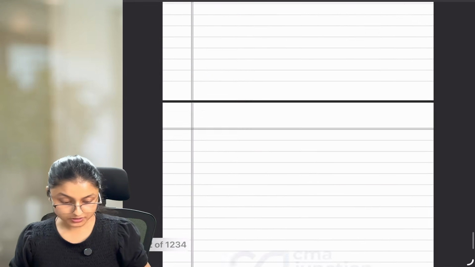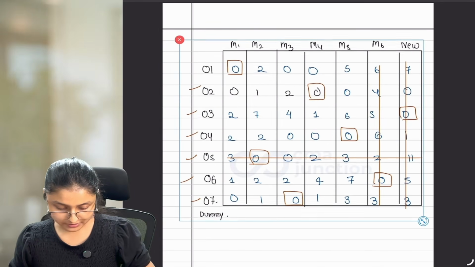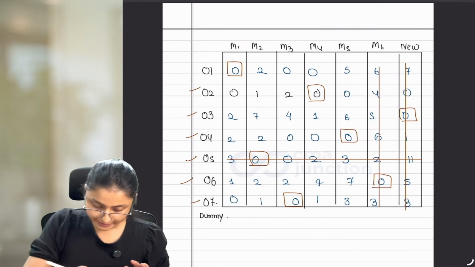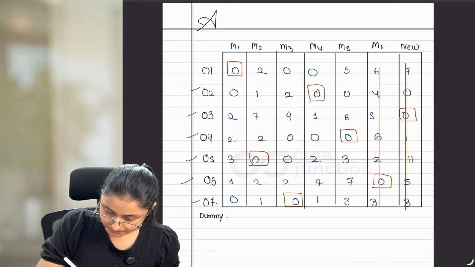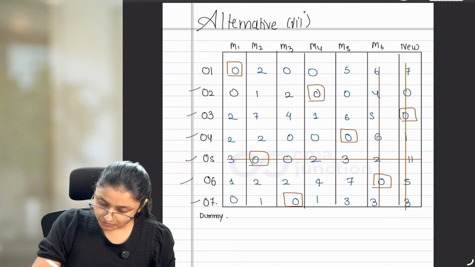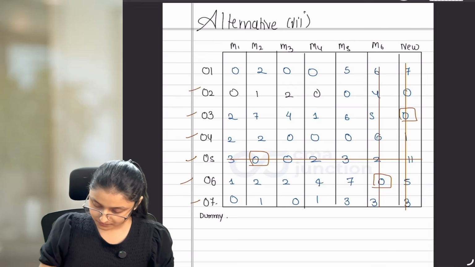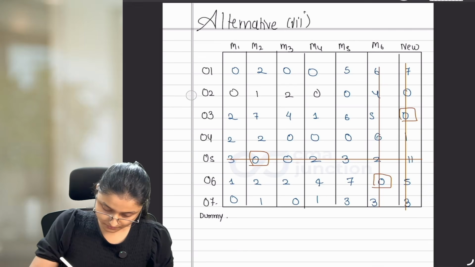Now, let's draw the third alternative. In the third alternative also, I am going to take the same table and name it as alternative 3. Allocations from row and column scanning will remain as they are. Others you will remove. Okay?